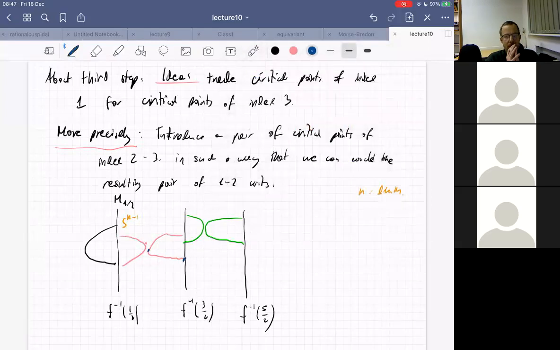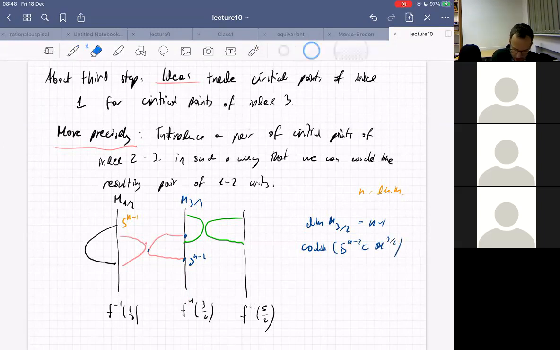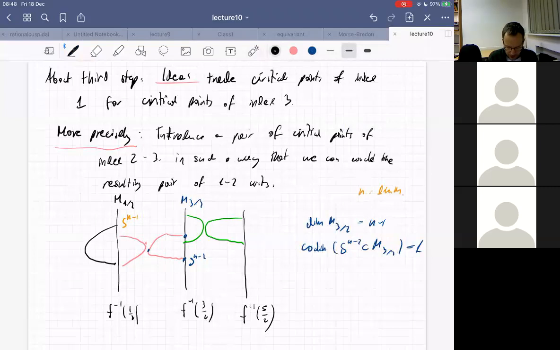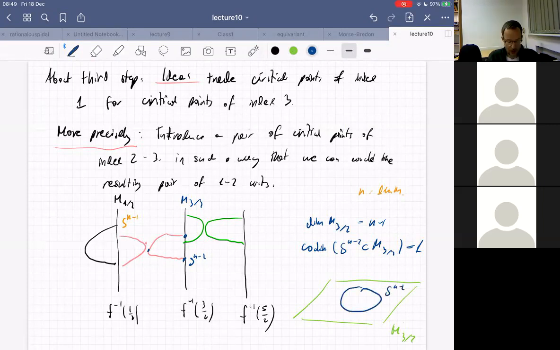So we have the unstable manifold, and these guys form S n minus 2. S n minus 2 is a codimension 1 subspace in the level set. This level set, m3 over half, has dimension n minus 1. And the codimension of this sphere in m3 over half is equal to 1. So I will keep the picture over here. We have m3 over half, and we have the sphere. So this is codimension 1.